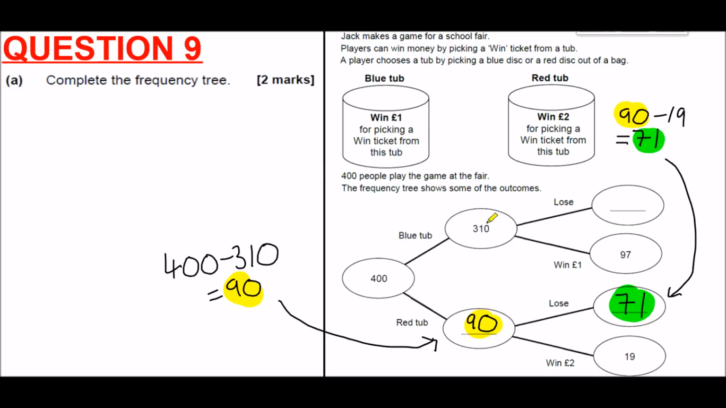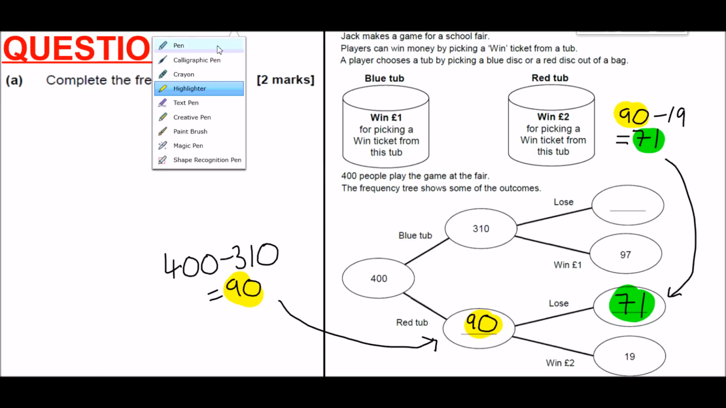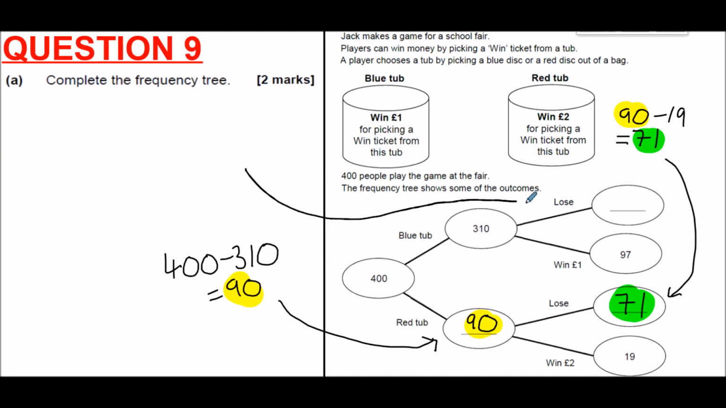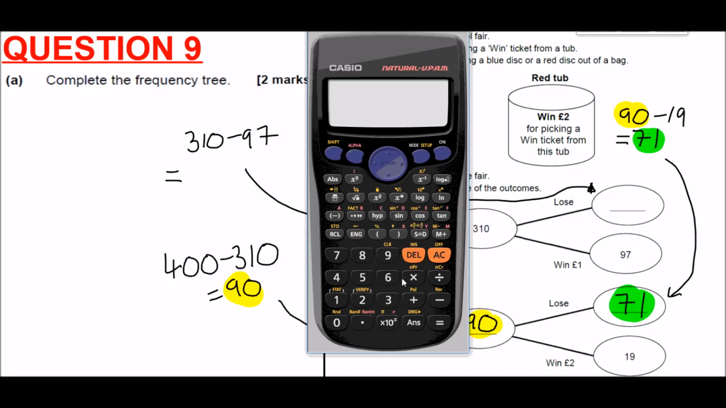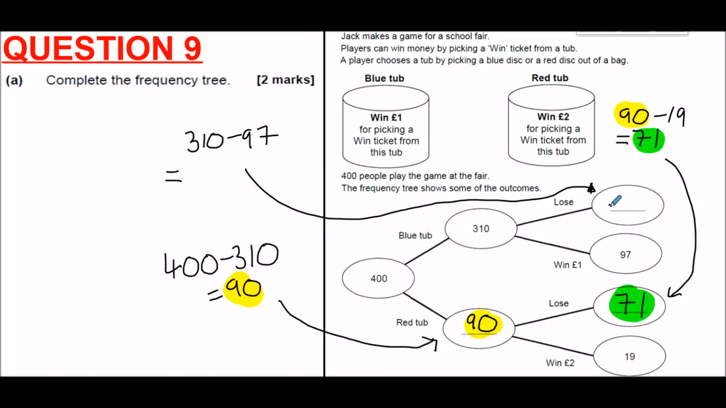Looking at the top bit here, 310 people chose the blue tub. If 97 people won a pound, the other 310 take away 97 must have lost and not won anything at all. And so we can now work out the number of people who lost who picked the blue tub. So that'll be 310 take away 97. May as well use a calculator since it's a calculator paper. 310 take away 97, we should have 213, which we can fill in like so. Slightly harsh question only having 2 marks perhaps, but the 3 numbers you need to fill in are 90 down here, 71, and then 213. And that's how we complete the frequency tree.